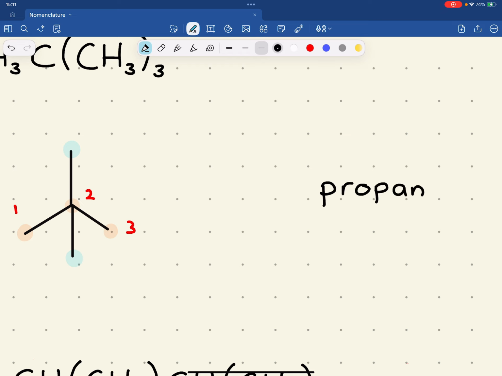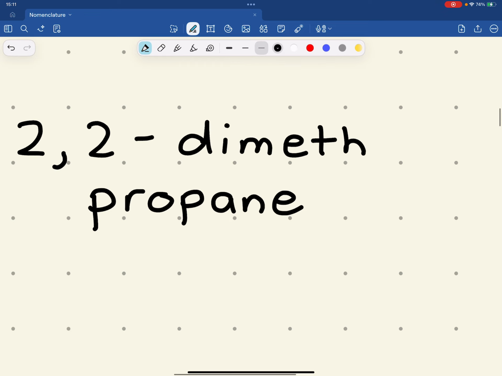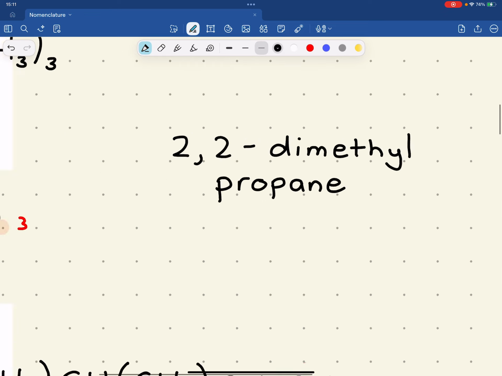It's just an alkane, so it's propane. And I've got 2 methyl groups coming off carbon 2. So I need to say 2, comma 2. If I've got 2 side chains, I need to put 2 numbers, with commas between the numbers, and because I've got 2 of them, nearly forgot, you need to put a multiplier, and this would be di. Di means 2. Dimethyl propane.